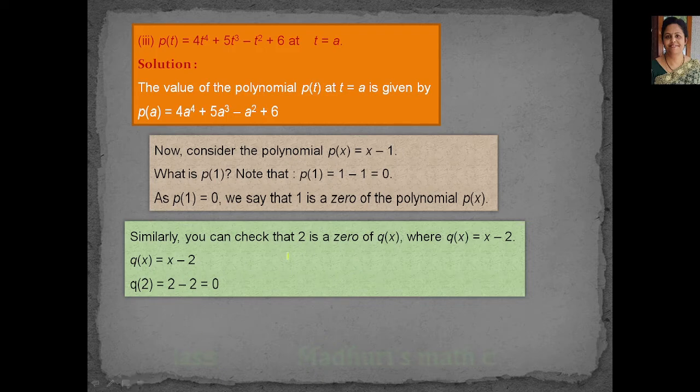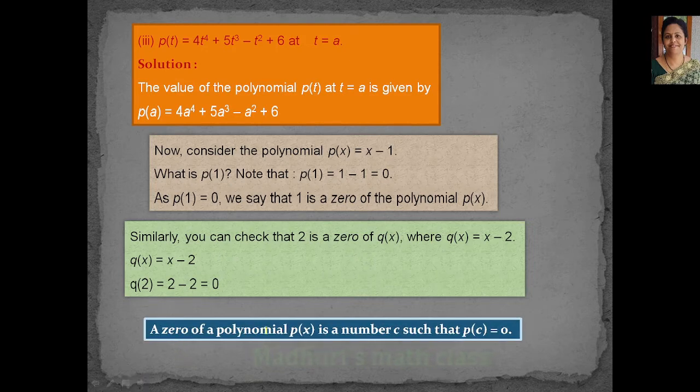So therefore, we can say that 2 is a 0 of q(x), where q(x) is x minus 2. A 0 of a polynomial p(x) is a number c such that p(c) is equal to 0. Here c is 2, q(2) is equal to 0. Here c is 1, p(1) is equal to 0. A 0 of a polynomial p(x) is a number c such that p(c) is equal to 0. So what is a 0 of a polynomial? A 0 of a polynomial p(x) is a number c such that p(c) is equal to 0.